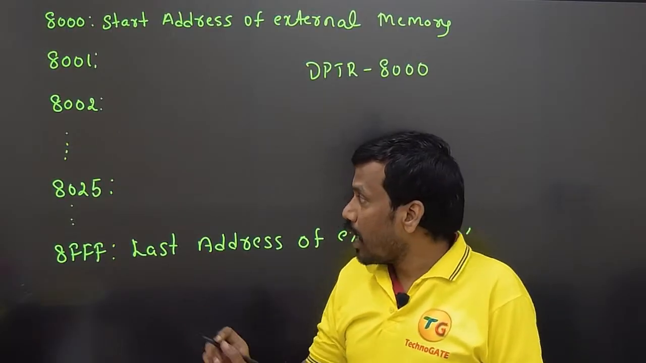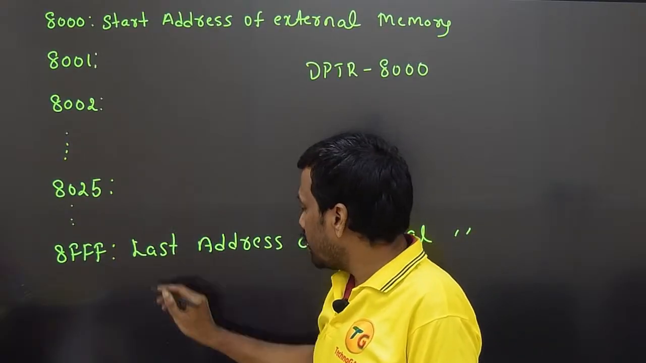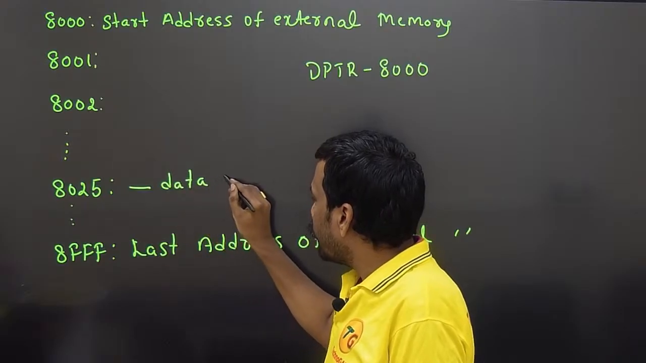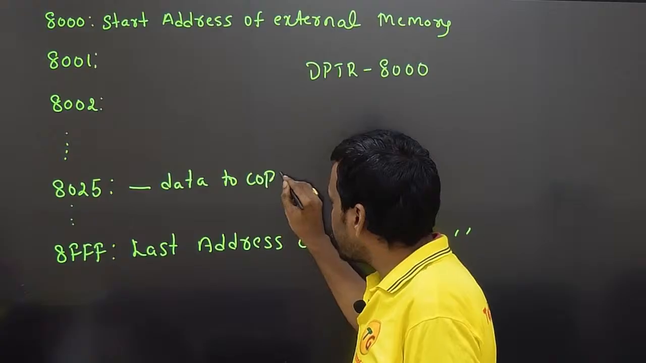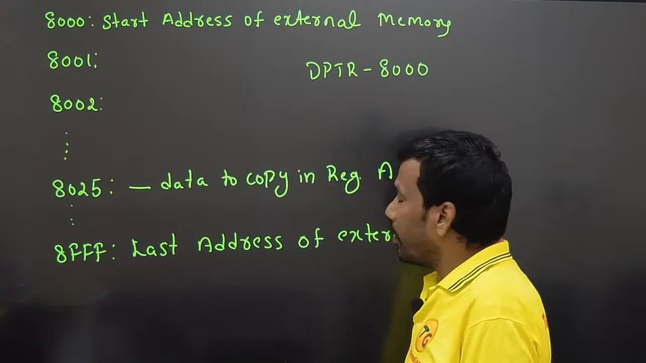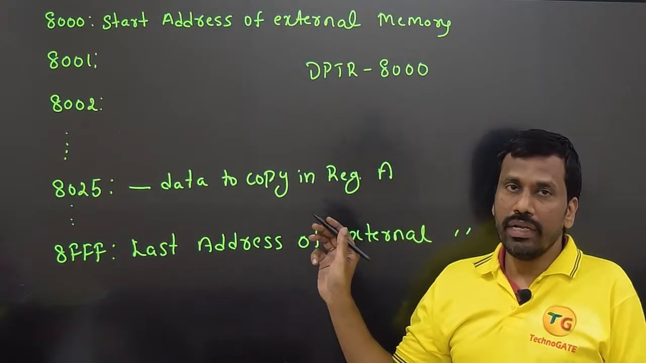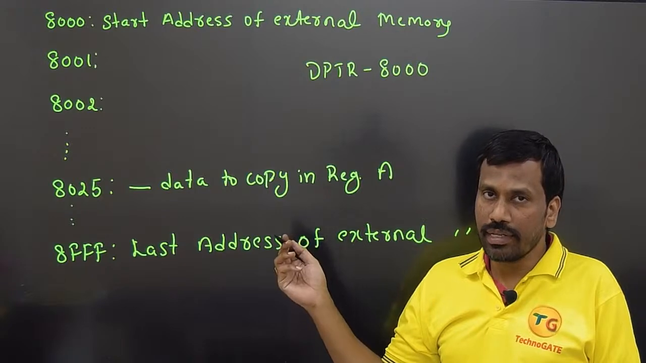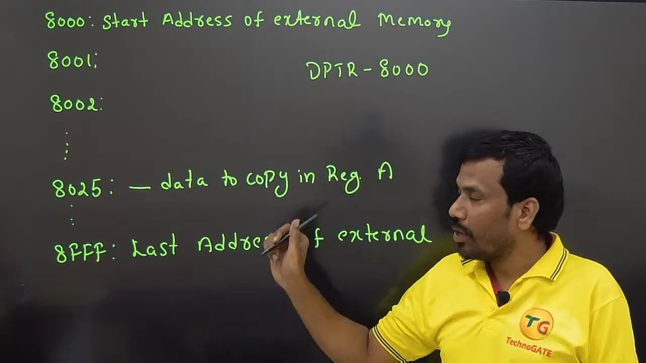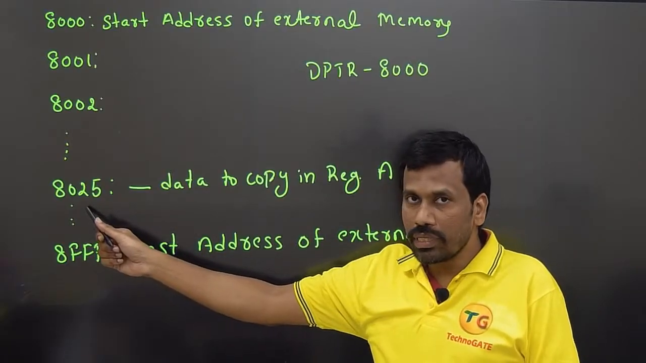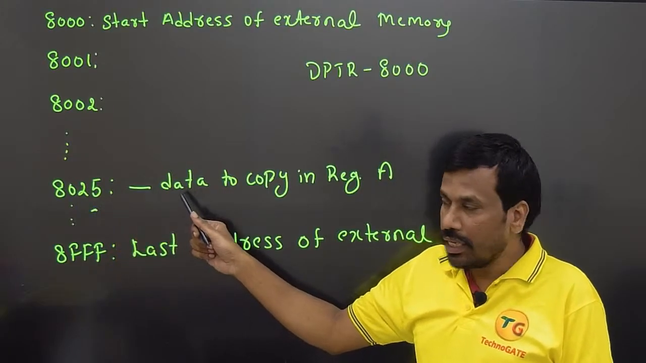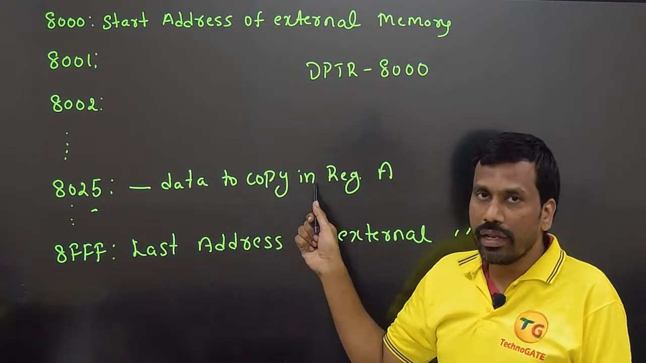Okay. Suppose I want this data to copy in register A. Understood? See the scenario. 8000 is starting address. 8001 is the next address. 8FFF is the last address. What DPTR contains? DPTR contains 8000. Now what I want to do? I want to come to this 8025. Some data is there here. That data I want to copy in register A.